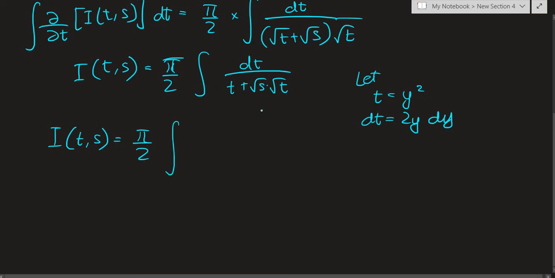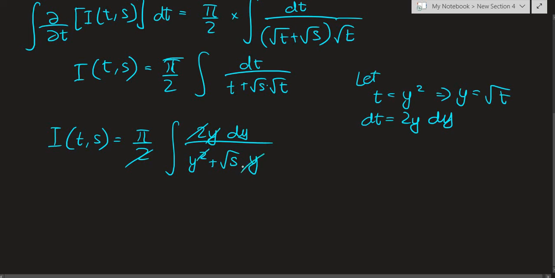So integral of, instead of dt we have 2y dy, divided by, instead of t we have y squared plus square root of s times square root of t. Since y is equal to square root of t, instead of square root of t we have a single y. Now notice that this 2 and this 2 are cancelling off. We can cancel off one y each, so this y goes with this y and this y. So we simply have π times the indefinite integral with respect to y of 1 over y plus square root of s.